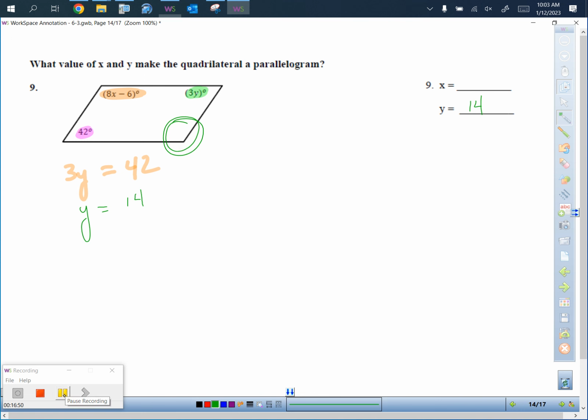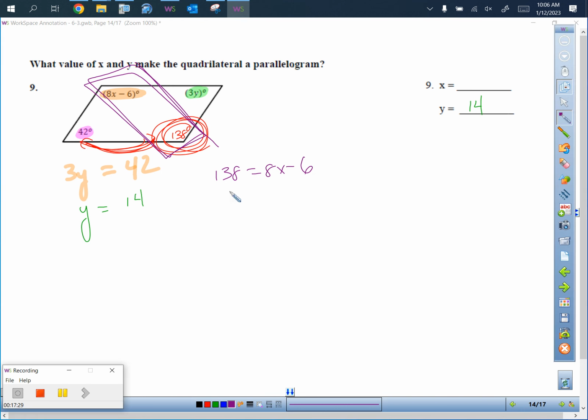Discuss with them. We've come to a class consensus that there are many ways to do it, but what we really liked was that we could figure this guy out by knowing these 2 right here have to add up to be 180. Since this is 42, doesn't this one have to be 138? Are you okay with that? And how does that help? Because now what's true about these 2? These 2, everybody, have to be equal to each other. They got to be the same. So you can say 138 equals 8x minus 6. That is not the only way to do it. If you did it a different way and got the same answer as me and showed your work, you'll be fine. So solve for x, please.